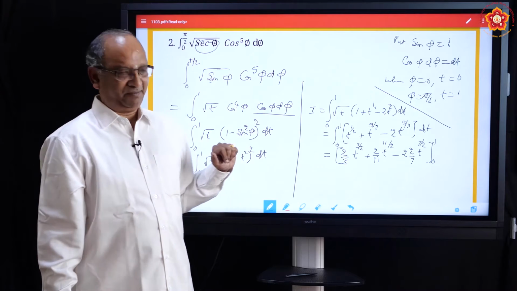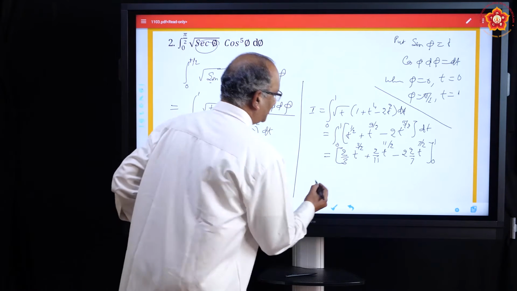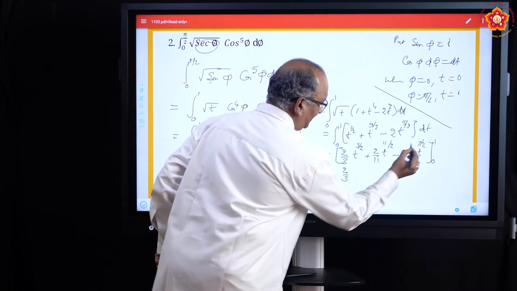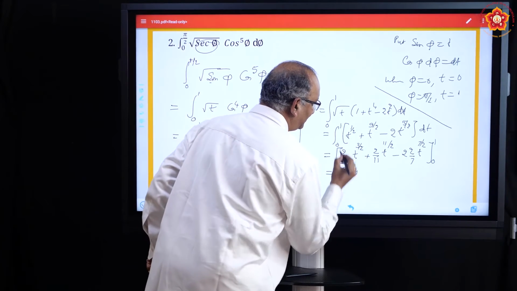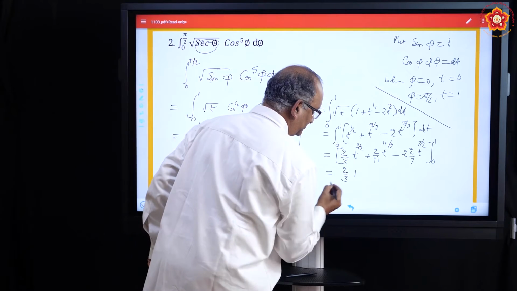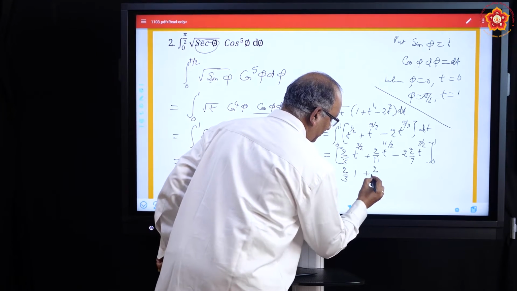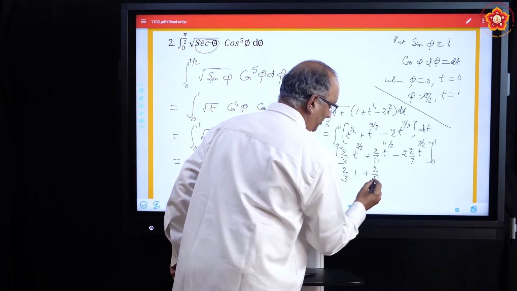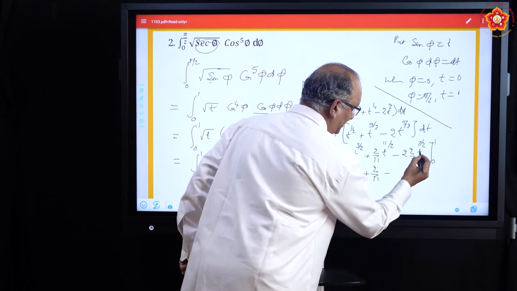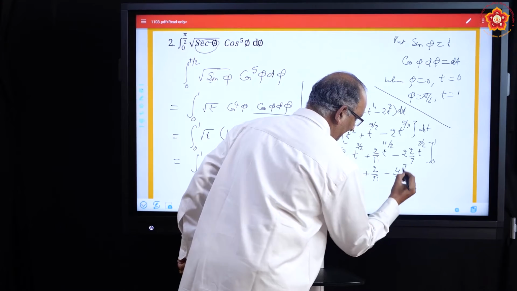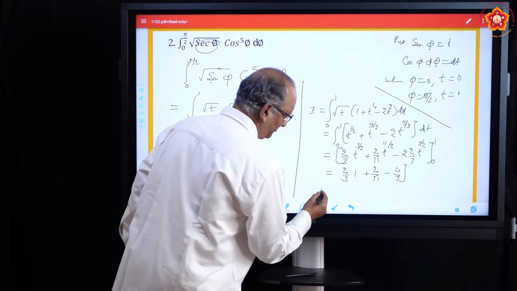Now substitute the upper limit. So this becomes 2 by 3. Upper limit is 1. So it will become 1 plus 2 by 11. Again t is 1, so it is just 2 by 11 only, minus, this is also 1, so it will become 4 by 7. Simplify.